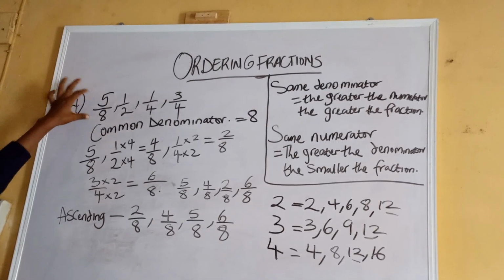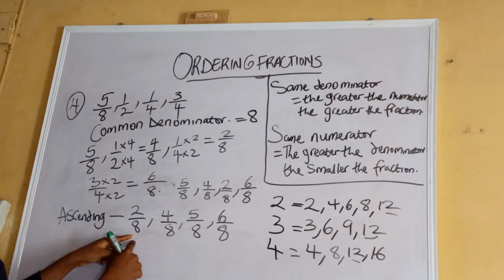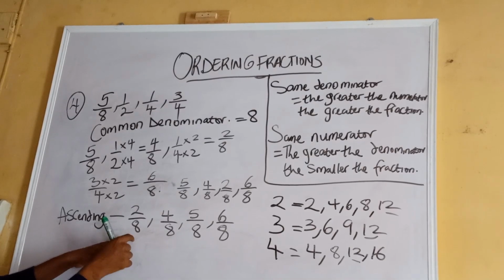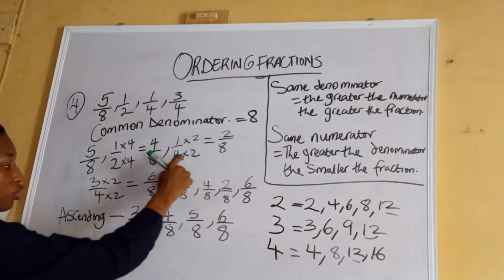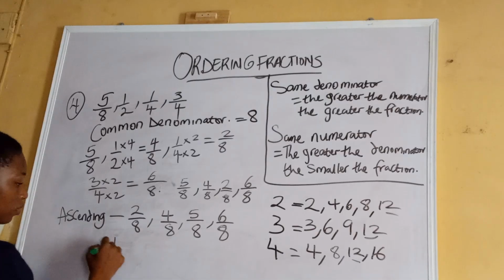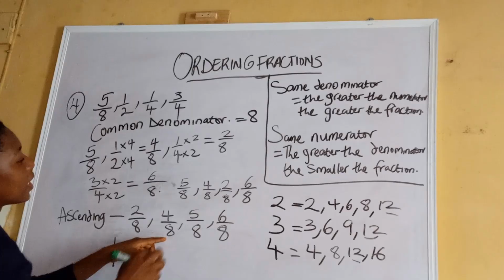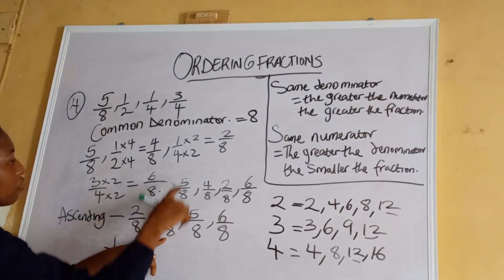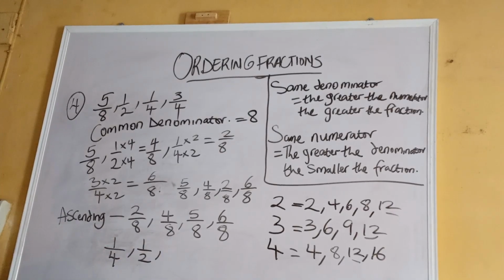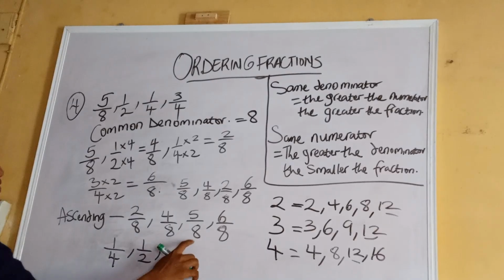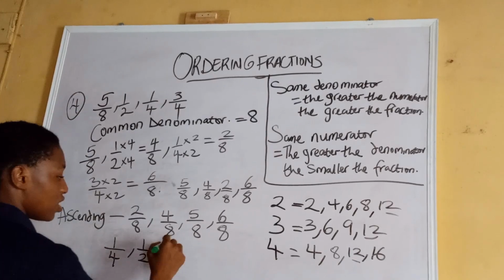So if you're arranging this in ascending order, according to this form, what's your 2 over 8 the equivalent of? Your 2 over 8 is the equivalent of 1 all over 4. What next? 4 over 8. What's the equivalent of the 4 over 8? That's 1 all over 2. What's next? 5 over 8. What gave us the equivalent of 5 over 8? It's still 5 over 8 from the question. So we didn't change 5 over 8.